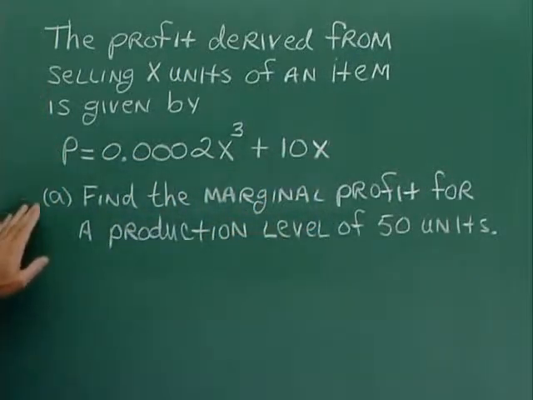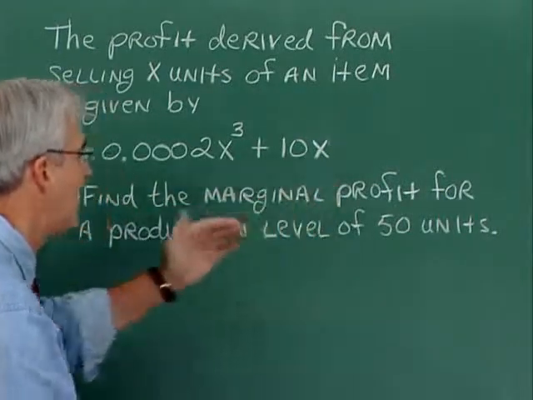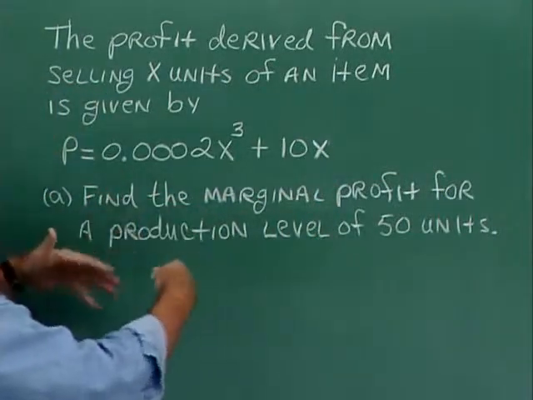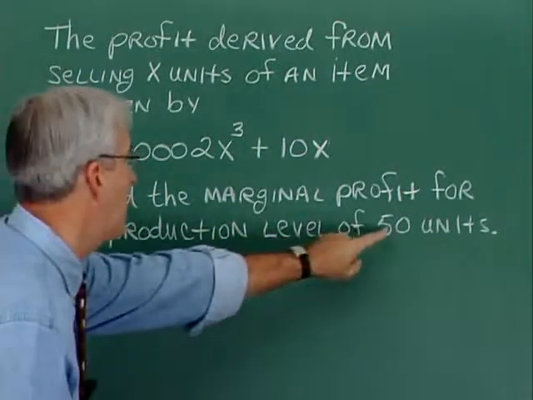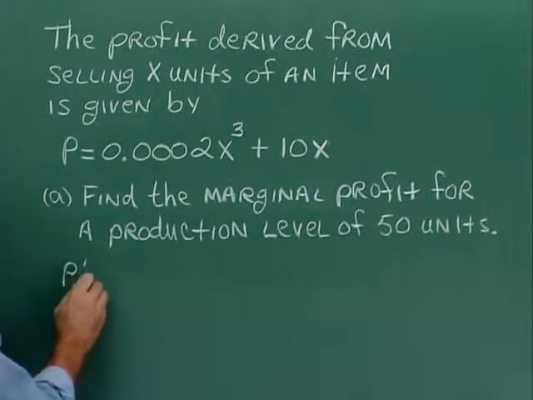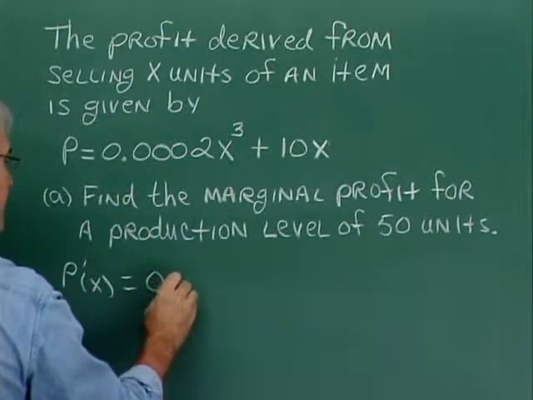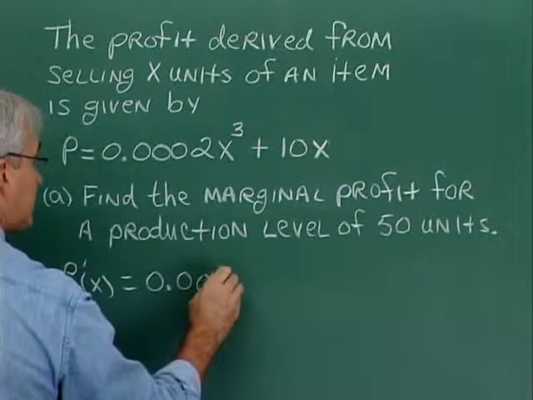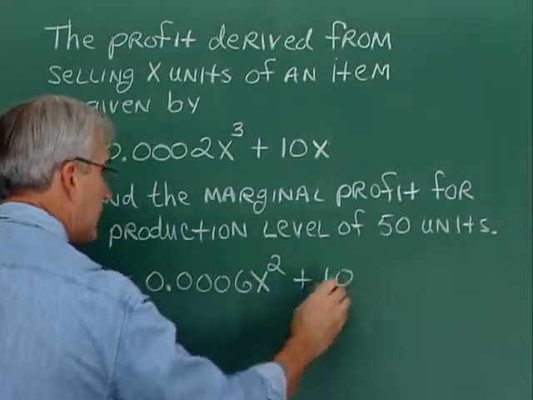Now the A part says to find the marginal profit for a production level of 50 units. Marginal profit. Well, to find marginal profit, it's the derivative idea at a certain production level or a certain level of sales, and that would be 50 units. So let's see, we want to find P prime of X, and that turns out to be this.